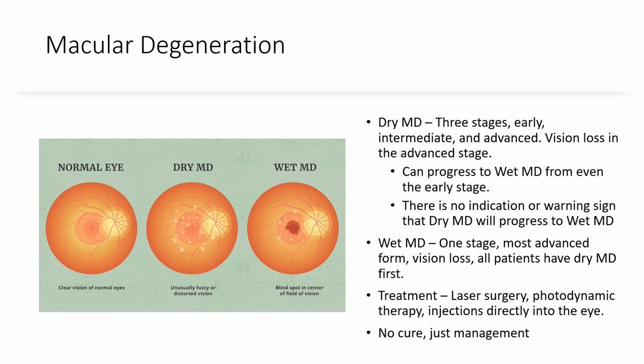The three most common treatments for macular degeneration are laser surgery, photodynamic therapy, and injections directly into the eye. There's no cure, and despite treatment, the disease and vision loss may continue to progress. Once dry macular degeneration reaches the advanced form, no form of treatment can prevent vision loss.